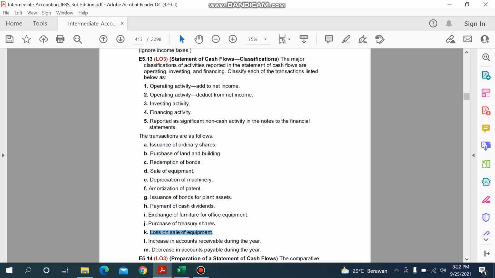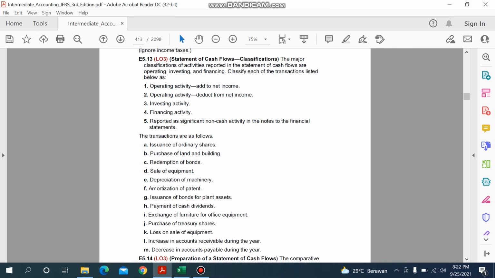And then K, loss on sale of equipment. Remember, gain or loss from sale of a PPE or maybe investment will be under operating activity. If loss, it should be added. If gain, it should be deducted. Because it's loss, it should be added, so number 1.